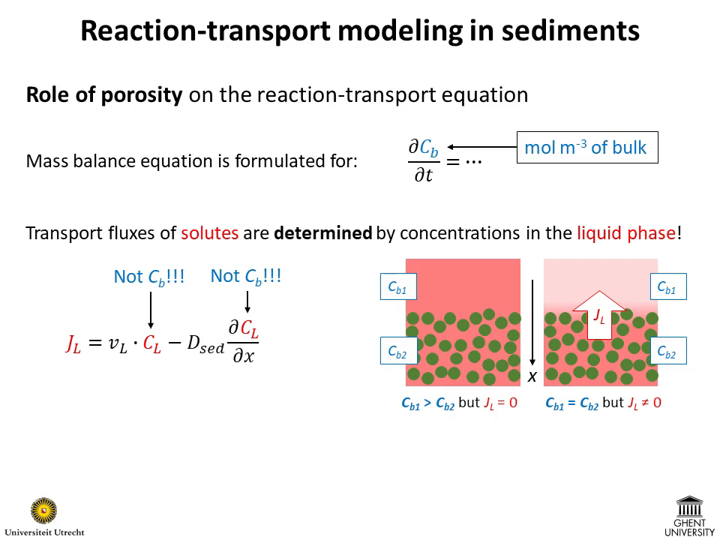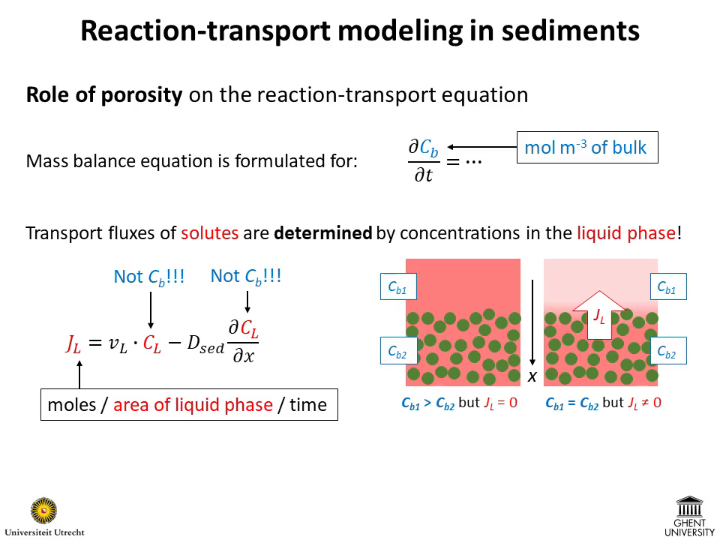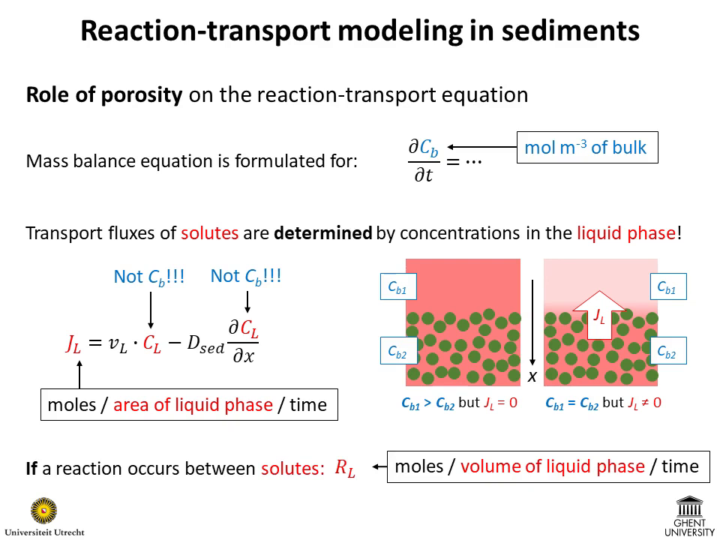Similarly, the advective flux is determined by the product of the flow velocity of the liquid phase and the concentration in the liquid phase. Thus, if we do not correct for the porosity, the total flux is expressed per area of the liquid phase. Similarly, if a reaction occurs between solutes, the rate will be expressed per cubic meter of the liquid. We will discuss later what to do for reactions that involve both the dissolved and solid substances.